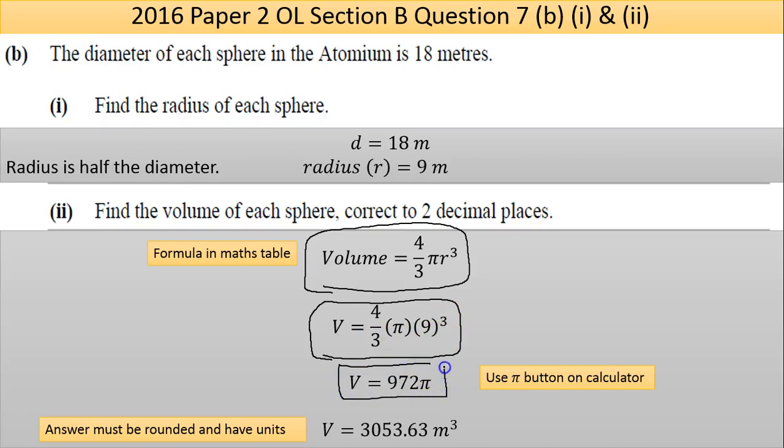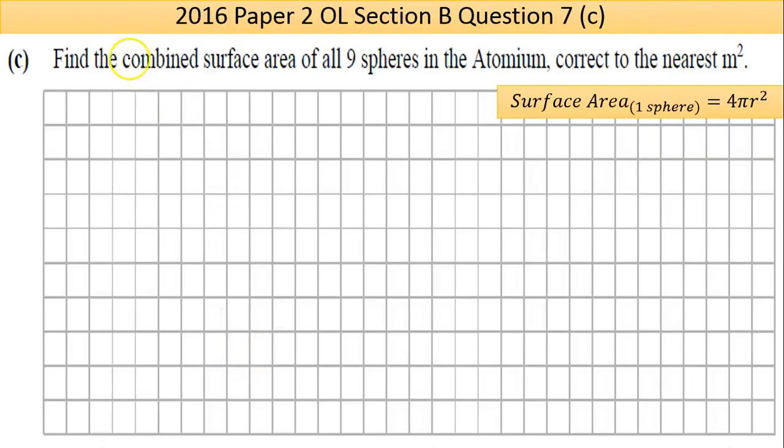Now they want your answer to 2 decimal places, so you have to press the change button, and it will convert the 972 times pi into its decimal equivalent. That'll be a long decimal, and you just round it back to 2 decimal places. And again, make sure to put the units in. Okay, so that's B part 2. Pretty straightforward. Move on now to C.